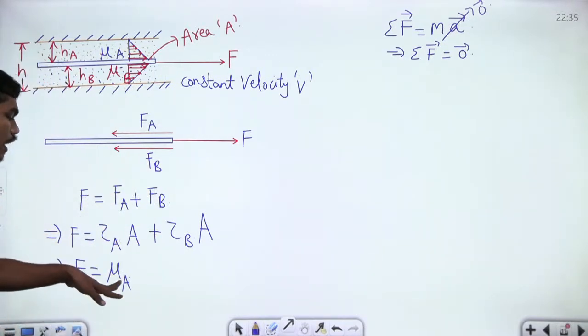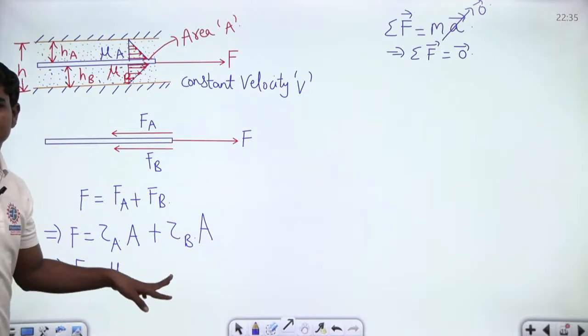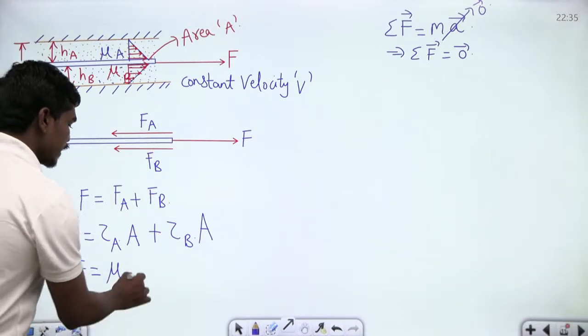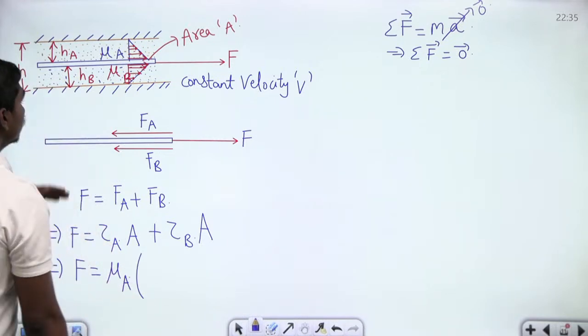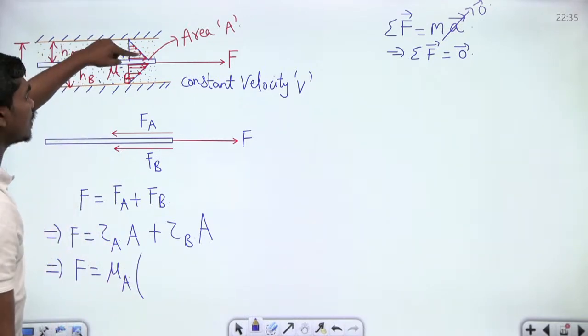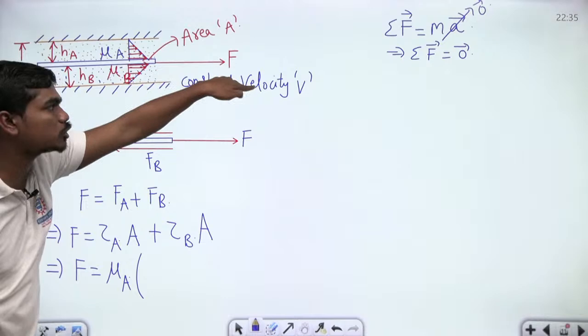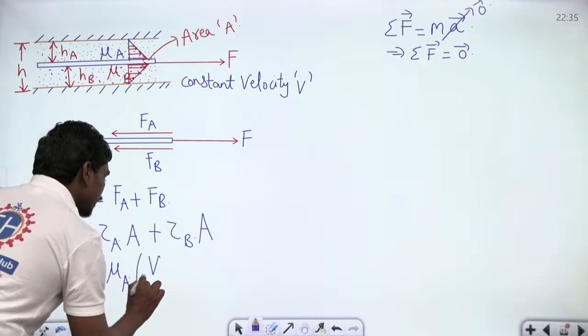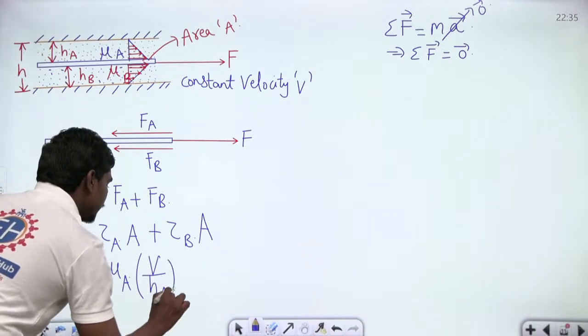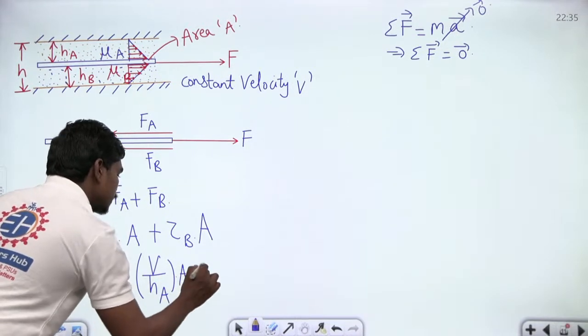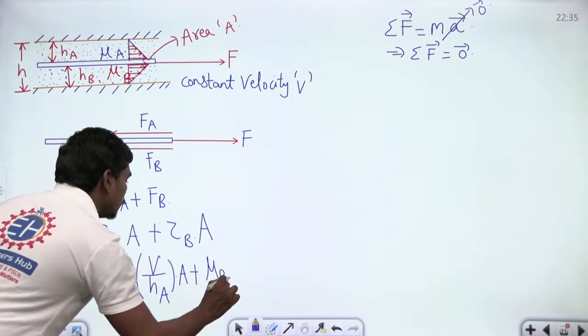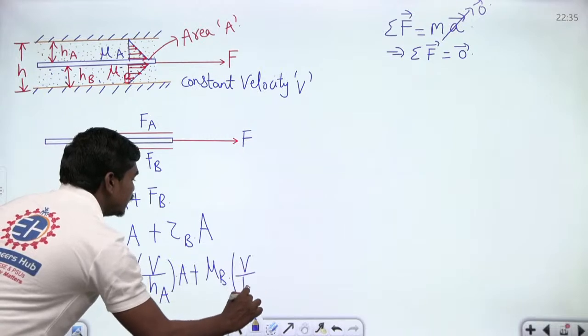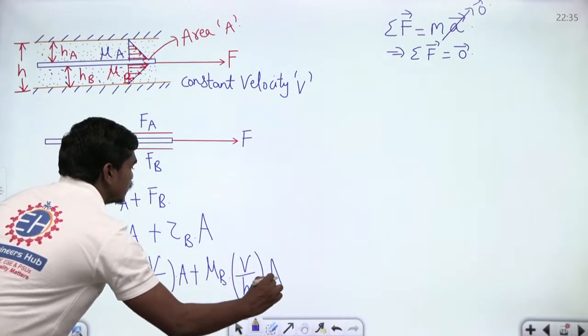So in place of tau is equal to mu into velocity gradient, when these profiles are varying linearly, we can write that this velocity is varying linearly, and of course at this point it is equal to the velocity of the plate. So F is equal to mu A into V divided by HA into area plus, similarly, tau B is nothing but mu B into V divided by HB into area. This is what we have.